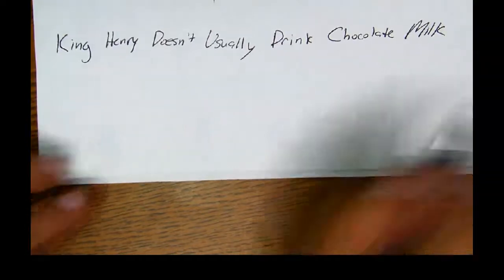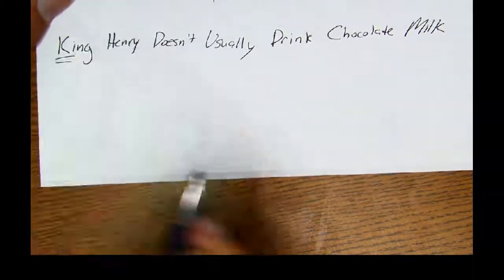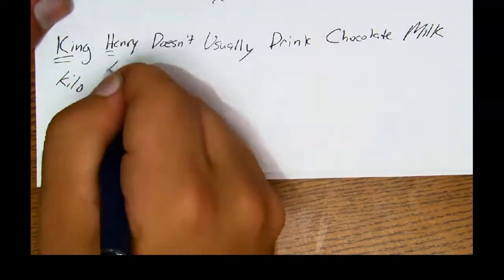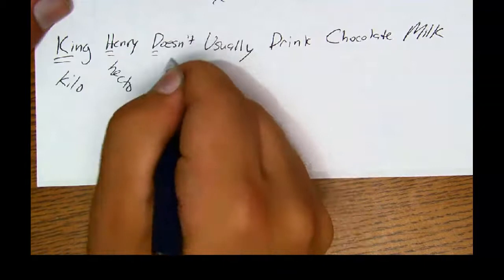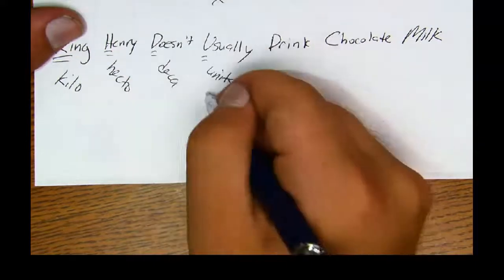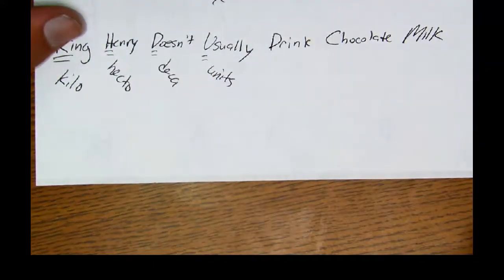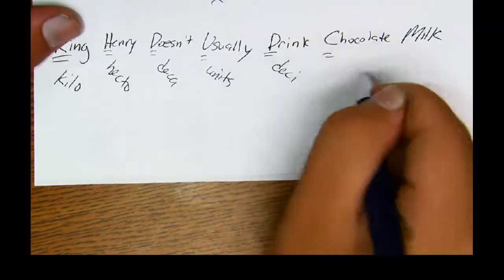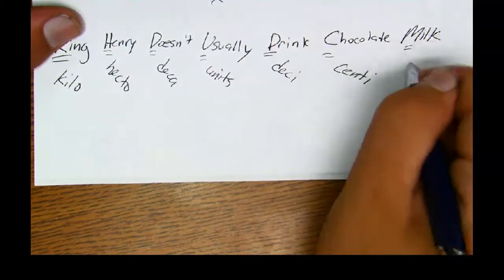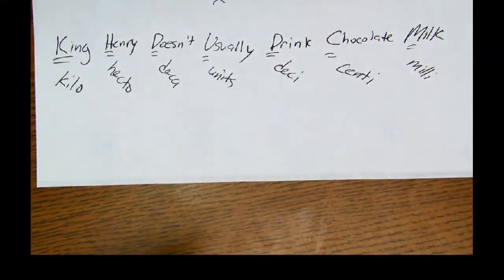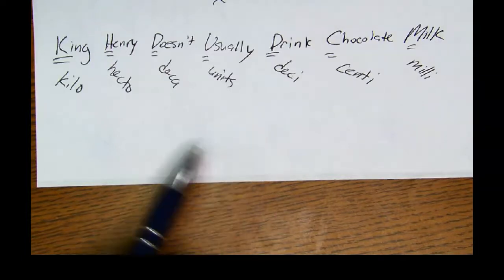Because what happens here is the K stands for kilo, the H stands for hecto, the D stands for deca, the U is my units. My units can be either meters, grams, liters, etc. The D stands for deci, centi, and milli. That's what all of those stand for. And how this works is you can do different conversions.